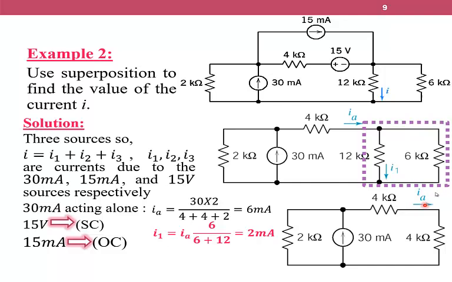From IA, we are going back to the above circuit. IA is here. It is known right now. We are going to calculate I1 from IA. I1 equals IA multiplied by 6 over 12 plus 6, which will give us 2 milliamperes.